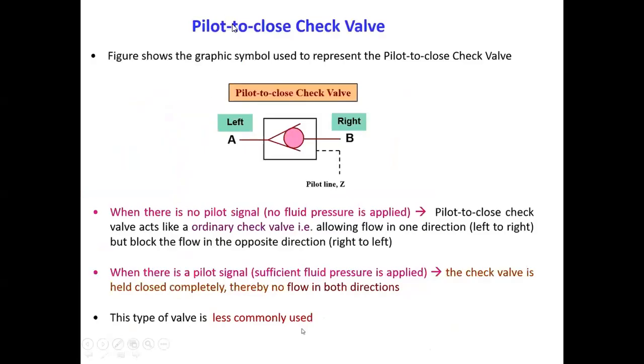So pilot to close check valve. Figure shows the graphic symbol used to represent the pilot to close check valve, left to right. When there is no pilot signal, pilot to close check valve acts like an ordinary check valve, that is, allowing flow in one direction, left to right, but blocking the flow in the opposite direction. When there is a pilot signal, the check valve is held closed completely, thereby no flow in both directions. This type of valve is less commonly used.